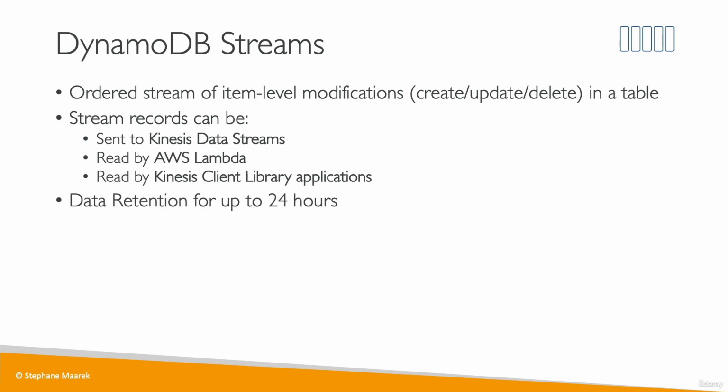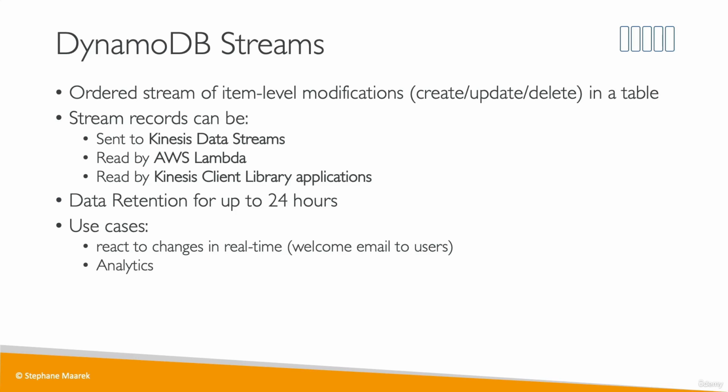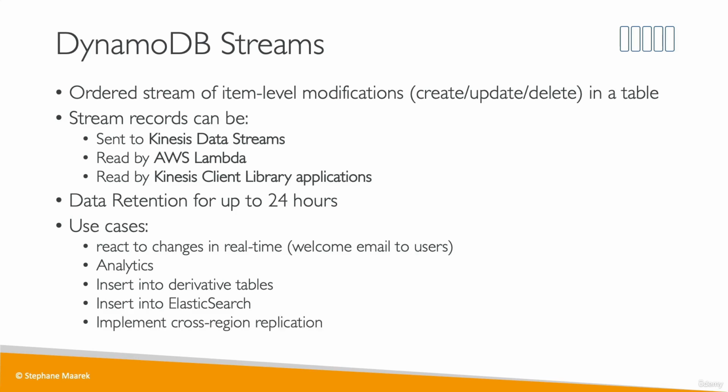The data retention within a DynamoDB stream is up to 24 hours, so you need to make sure to either persist it somewhere like Kinesis data stream, where you can have a longer retention, or use whatever Lambda or KCL application to persist it somewhere more durable. The use cases for DynamoDB streams are to react to changes in real time happening in your DynamoDB tables. For example, having a flow to send a welcome email to your users, to do analytics, to transform the stream and create derivative tables in DynamoDB, or to send data into Elasticsearch for indexing and giving search capabilities on top of DynamoDB.